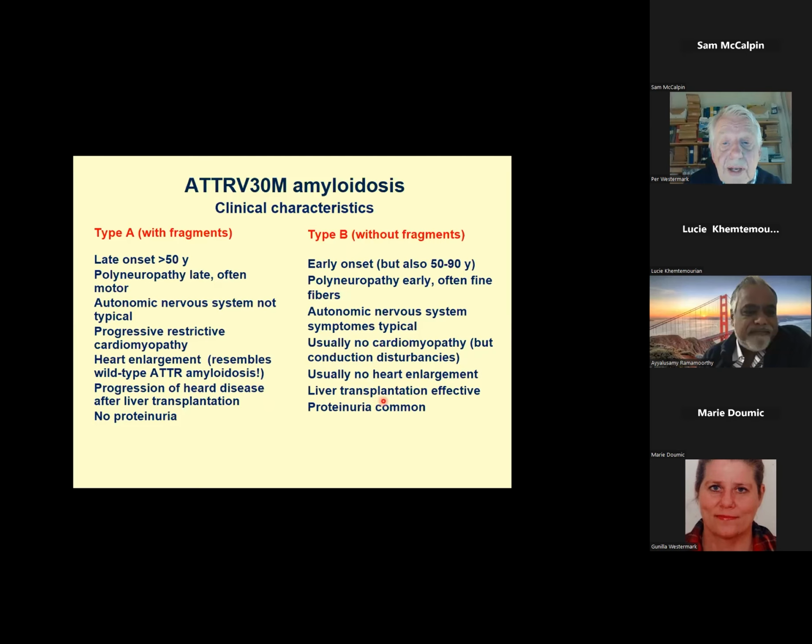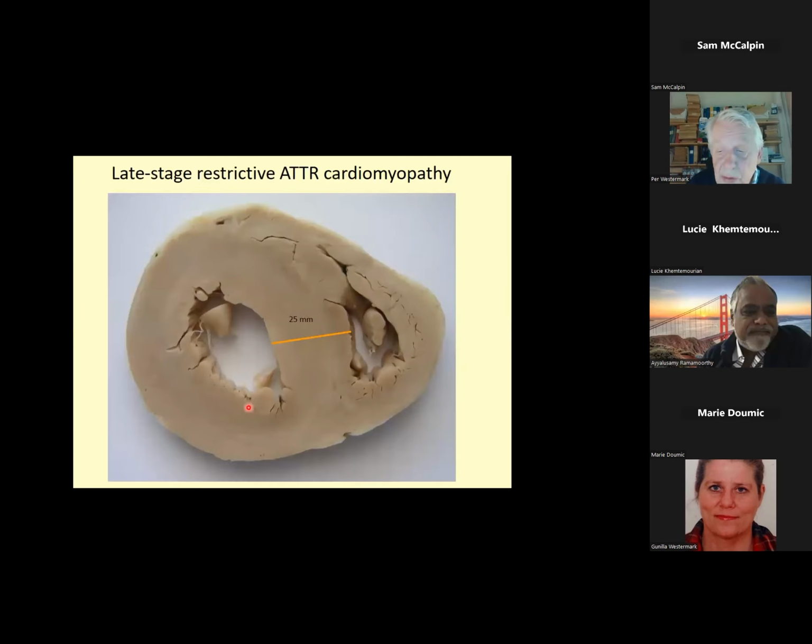That has been shown later to work quite nicely with type B patients, but not with type A, since the heart disease progresses after liver transplantation. I see a spelling error here. I'm coming back to that quite soon. And this is what it can look like in restrictive progressive cardiac amyloidosis.